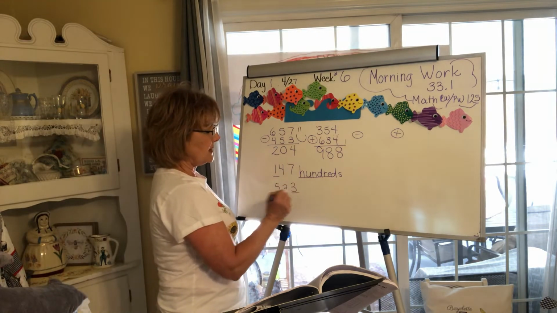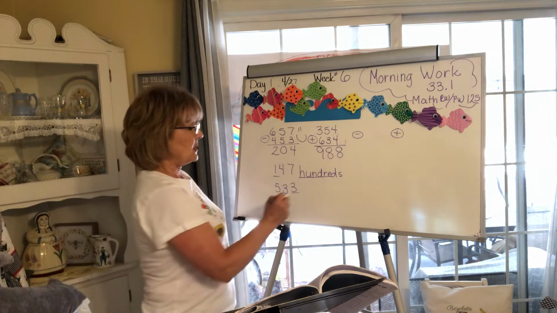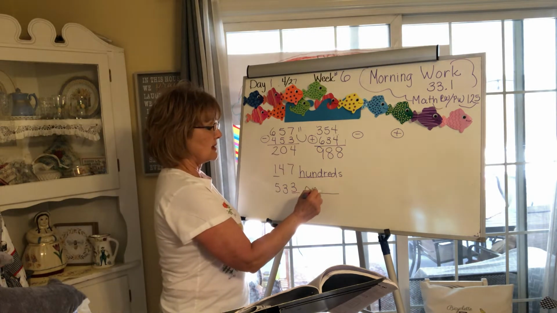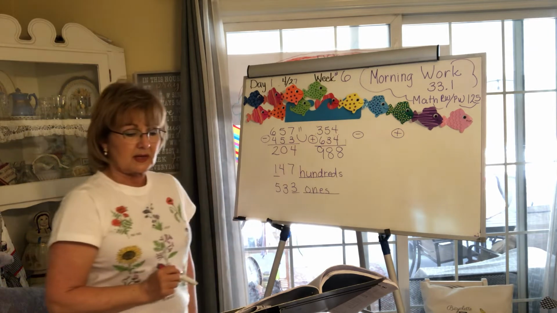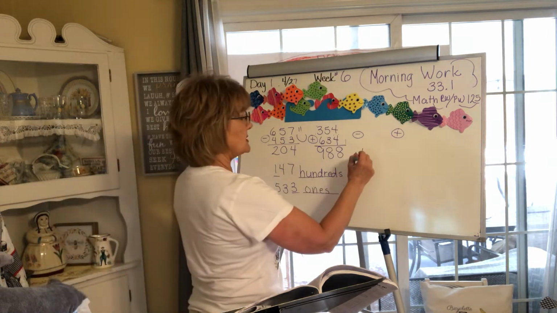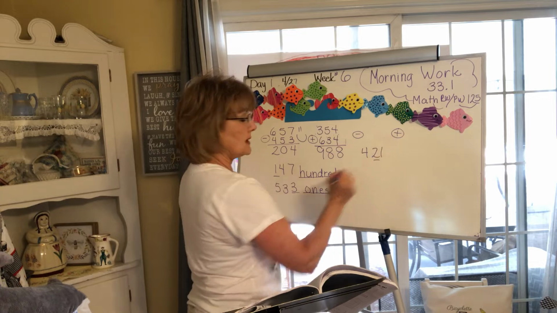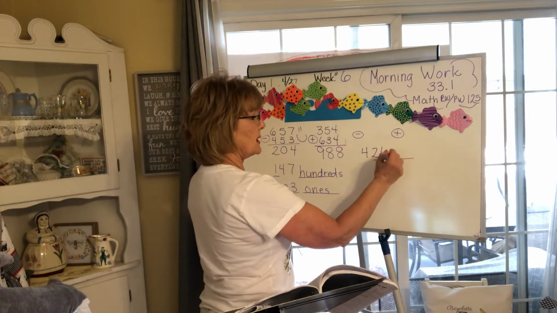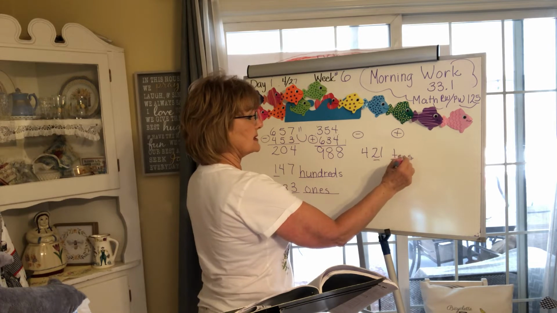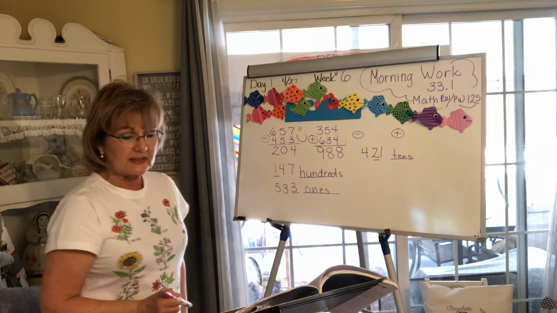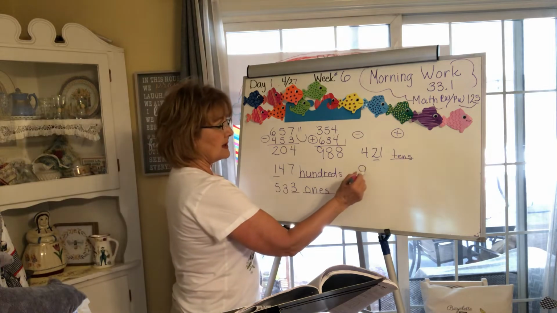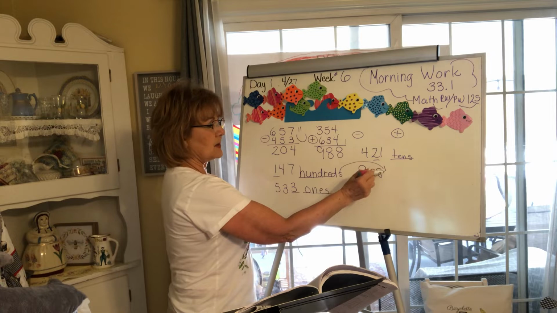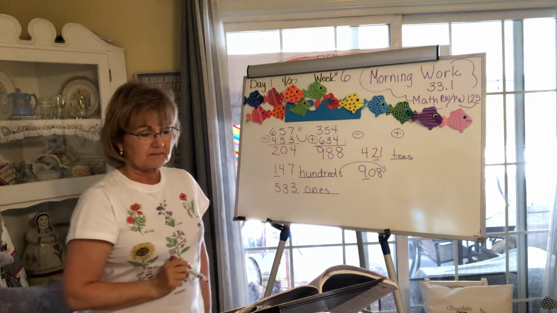533, they underline the final 3. What place is that value-wise? You're right, that is the ones. And then the next section says 421. Did they underline the 2? Yes. 20, this is 2 what? Tens. That's a tall T. And then 908, they underline the hundreds, right? So you write hundreds again.